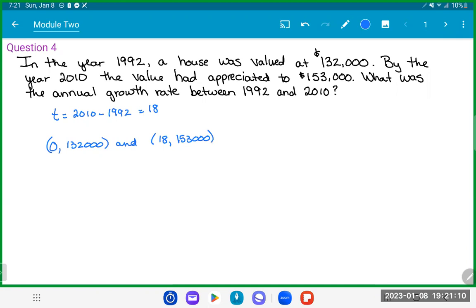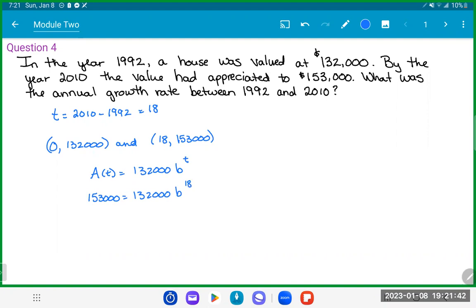Okay. And so we'll use our formula. A of T is equal to that 132,000, that's our initial starting point, and then B raised to the T. And so we know that that future home value is that $153,000. And we also know that our T is 18 because we're looking at that year 2010.